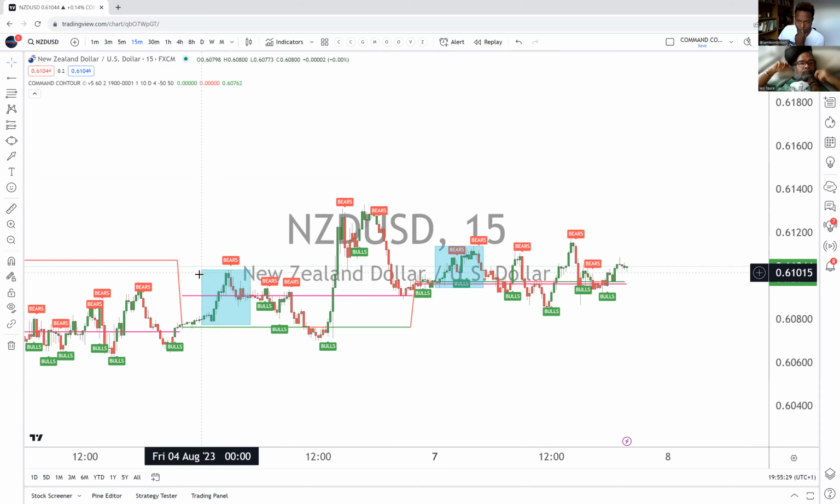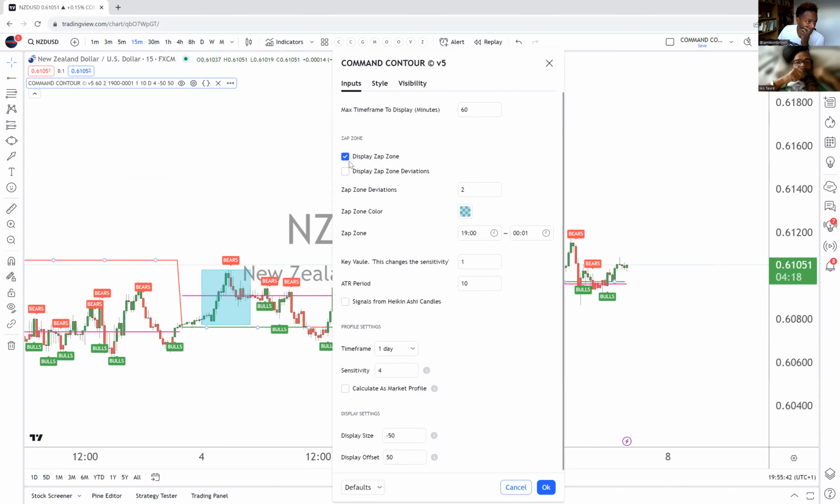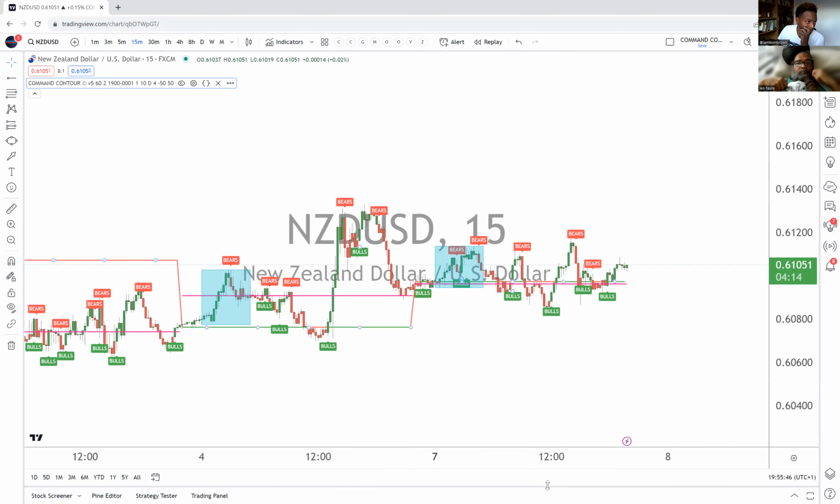There was one other thing that I forgot to mention, and that is this blue box. This is also a Zap, what we call the Zap Zone. And we have a specific strategy for that Zap Zone. You could actually take it off if you want. So in inputs here where it says display Zap Zone, we could switch that off, hit OK, and then give it some time and it should come off.